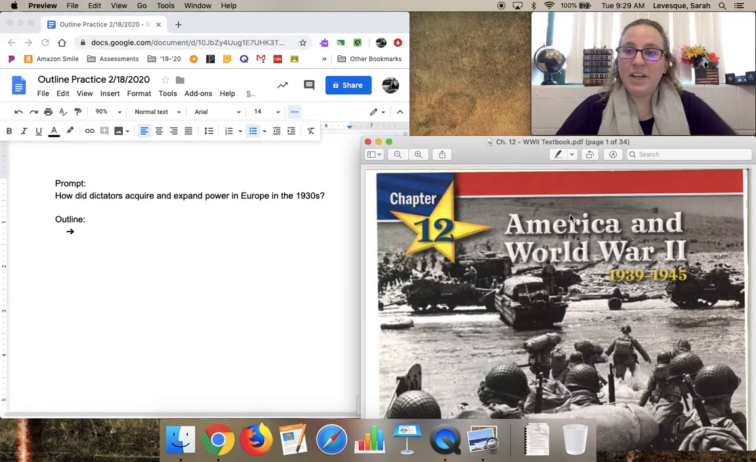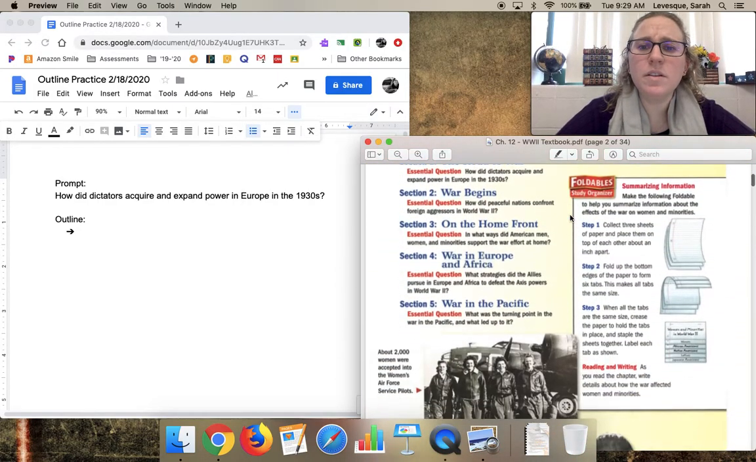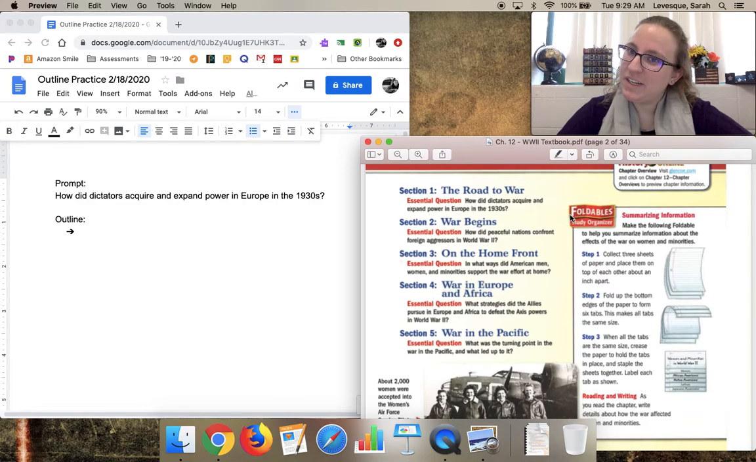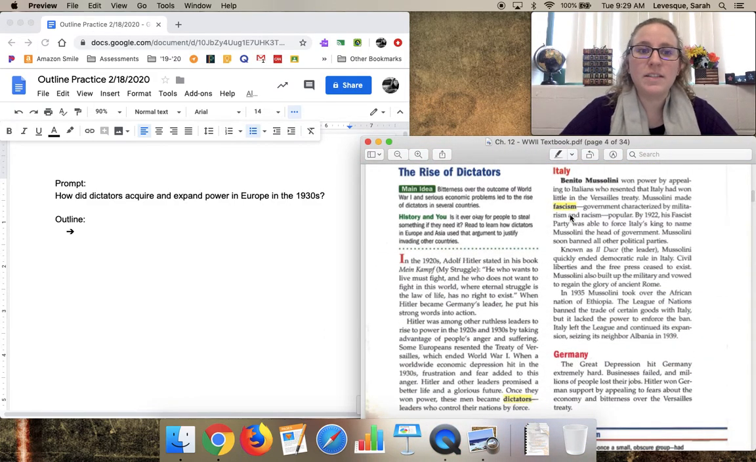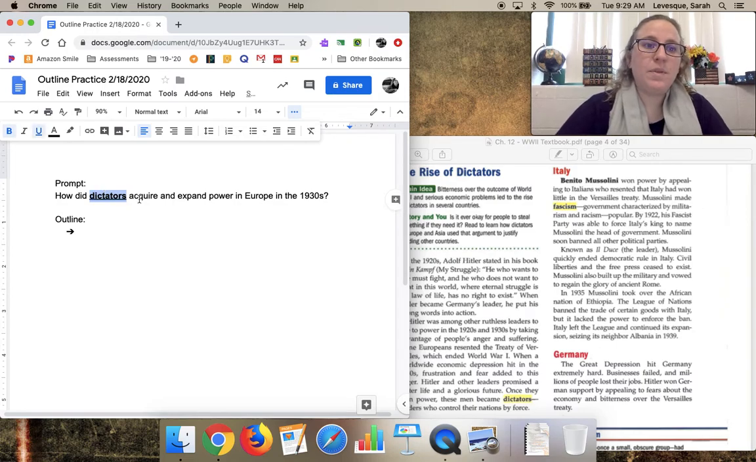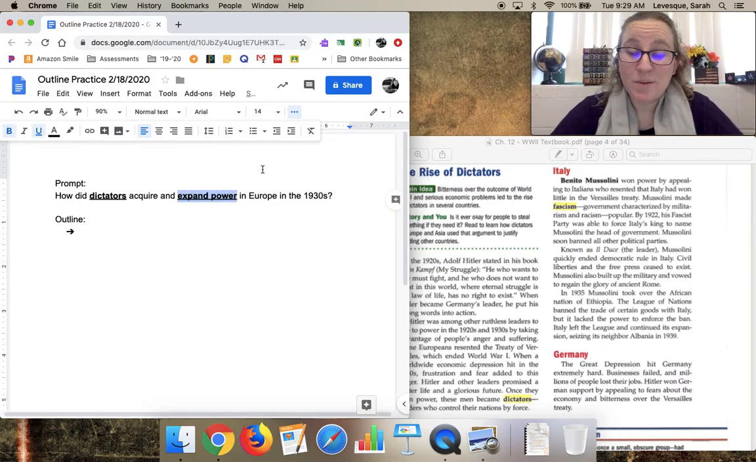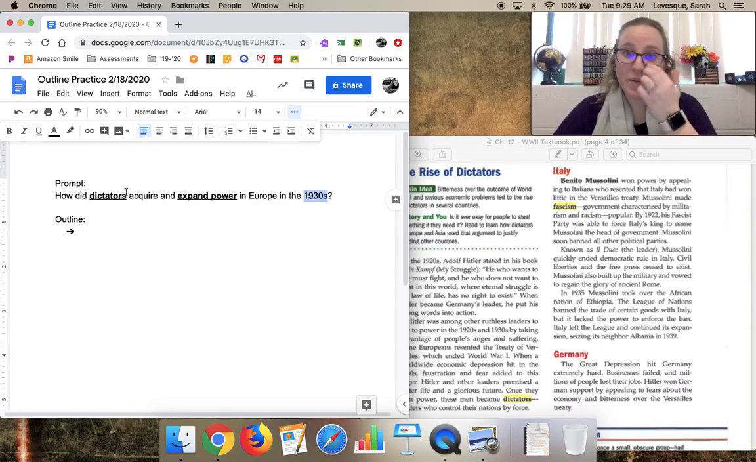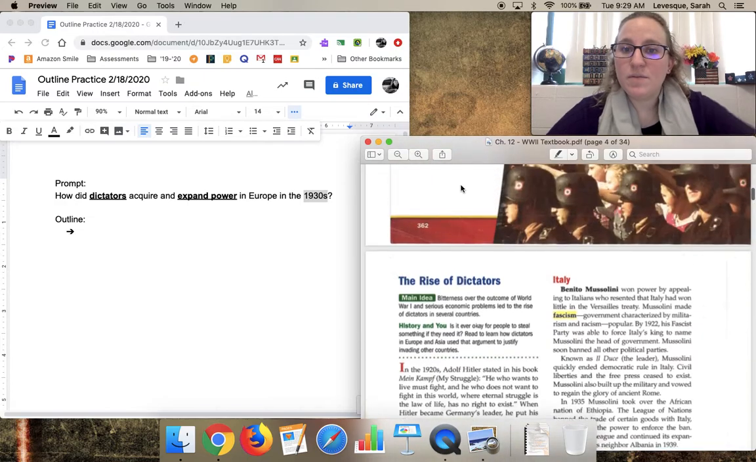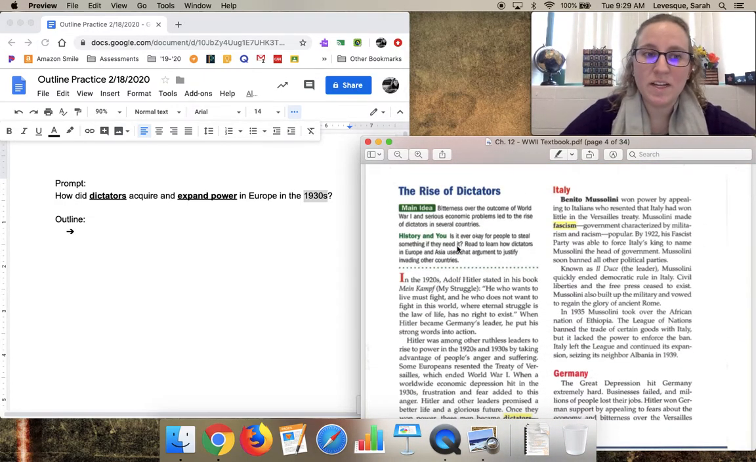All right, and then right here I have the textbook open. So this is a question from section 1, which you've actually already taken a quiz on. So the road to war, introduction, all right, so the rise of dictators. We know based on the prompt that dictators and expanding power are the main things that I'm going to be looking for, the main topics. We know it's happening in Europe, and we know it's happening in the 1930s. So dictators and expanding power. So this first section is called The Rise of Dictators. So that tells me that this is the part of the book that I want to be looking at first for information.